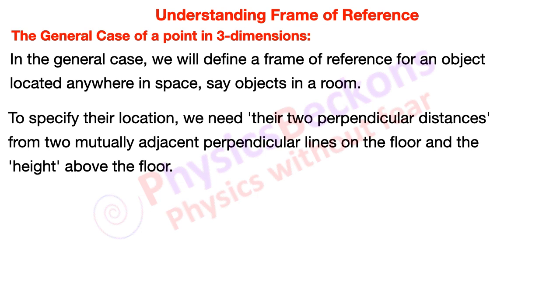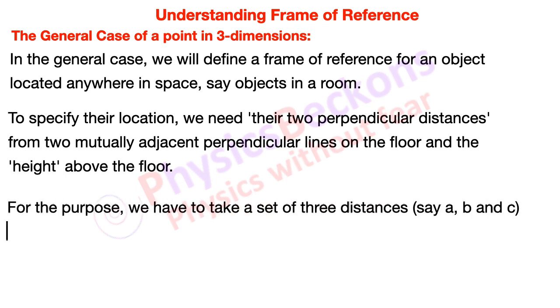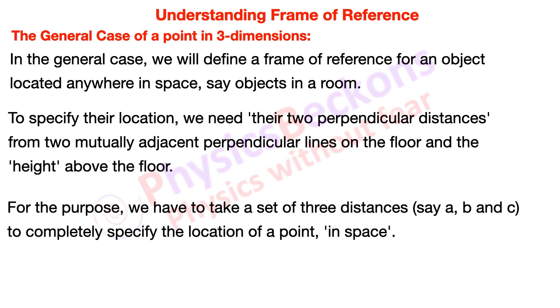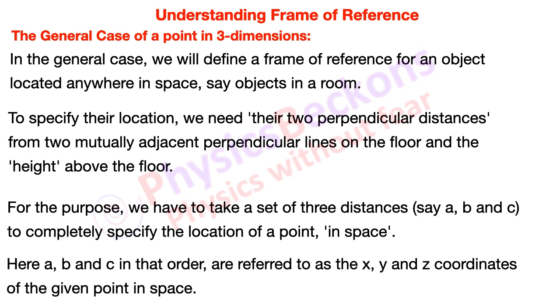To specify the location of an object in a room, we need its two perpendicular distances from two mutually adjacent perpendicular lines on the floor and the height above the floor. For the purpose, we have to take a set of three distances, say A, B and C, to completely specify the location of a point in space. Here, A, B and C, in that order, are referred to as the x, y and z coordinates of the given point in space.